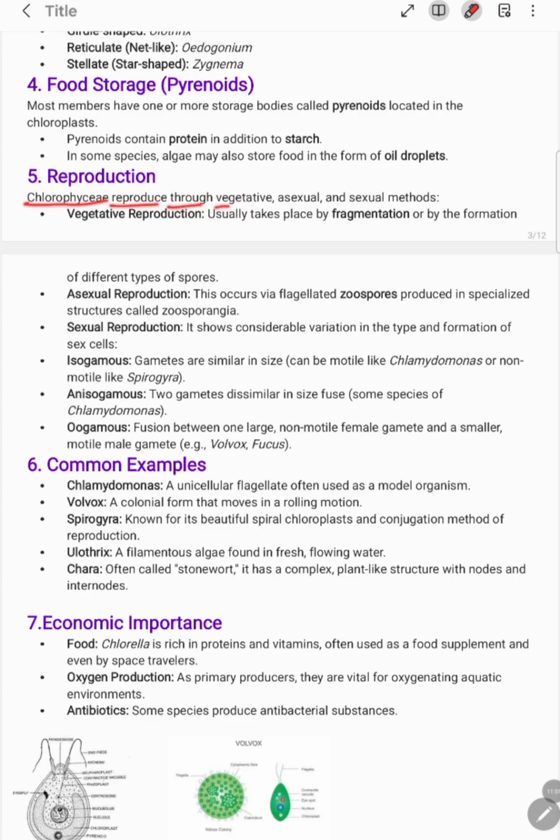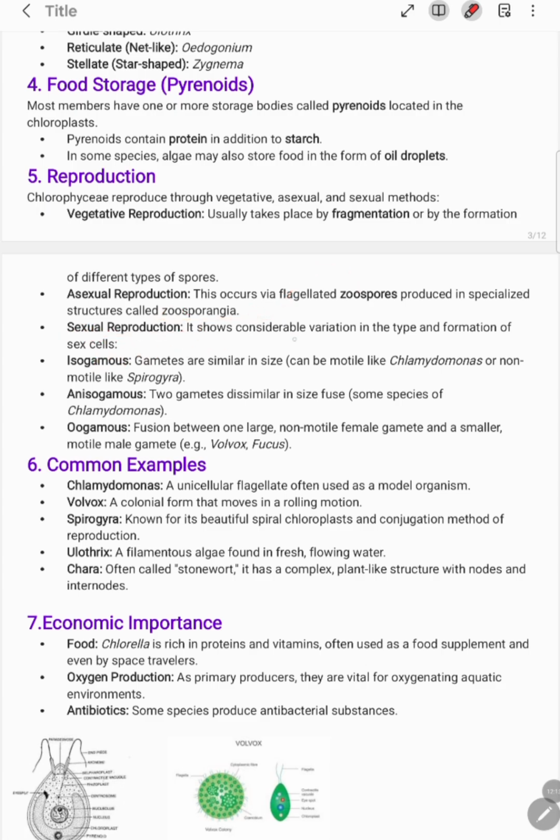The Chlorophyceae reproduce through vegetative, asexual and sexual methods. Vegetative reproduction takes place by fragmentation, and also by the formation of different types of spores. Through fragmentation, it breaks down and each fragment develops into a new daughter cell. Here the asexual reproduction takes place by zoospores. The zoospores are motile spores, and the non-motile spores are aplanospores. These zoospores are formed in a specialized structure known as zoosporangia.